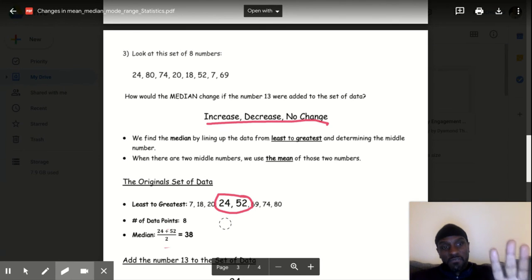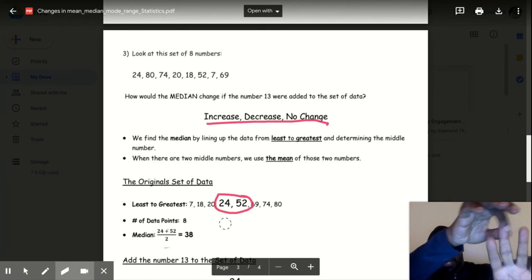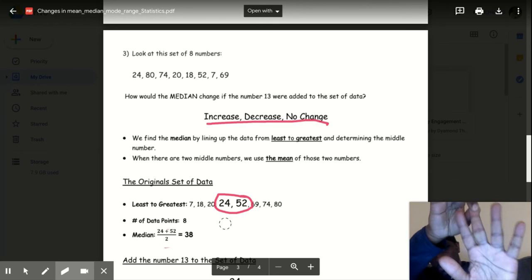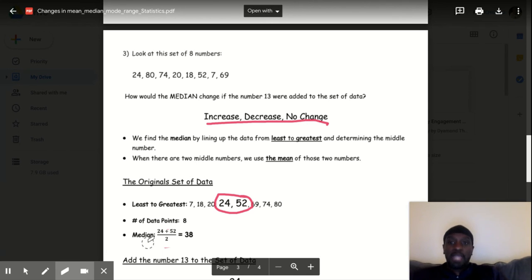If I gave you 5 numbers, you can tell me, oh, Mr. Hunt, the middle number is 3. There, you don't have 2 middle numbers, you have 1 middle number, okay? Now, here we go. You're adding 13 to your data now. You're not getting any of the other data.